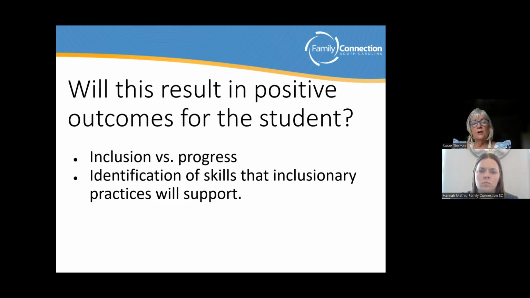I hear a lot of times, well, we have inclusion. We use inclusion classes. But we have to think: it's not inclusion, it is progress. The law talks about progress toward the goal, attaining the goal, and being involved in the general curriculum. That's what we have to remember. And then we have to identify the skills that inclusionary practices will support. We want to think about what skills this child will need to have those positive outcomes. Sometimes those things need to be taught in a smaller setting with specially designed instruction, and that is special education.